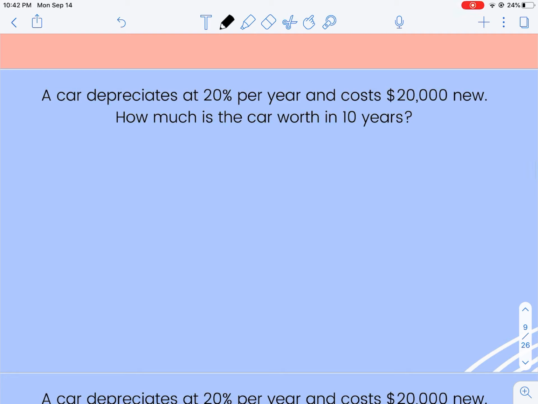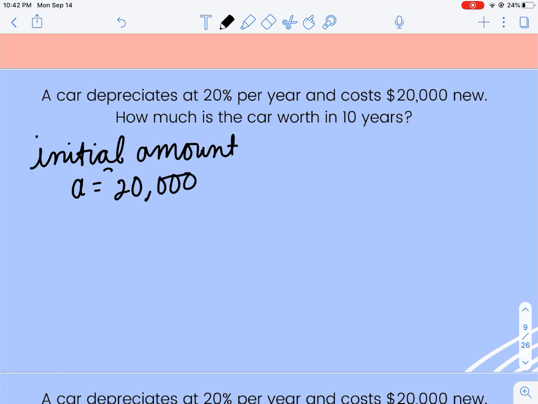Now, I bet you already know our initial amount. How much does that car start out at? It starts out at $20,000. Our initial amount, A equals $20,000. Easy peasy, lemon squeezy. But our decay factor is more of a challenge.